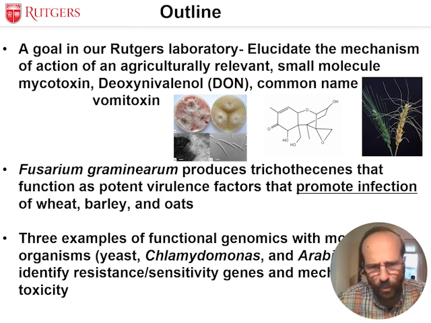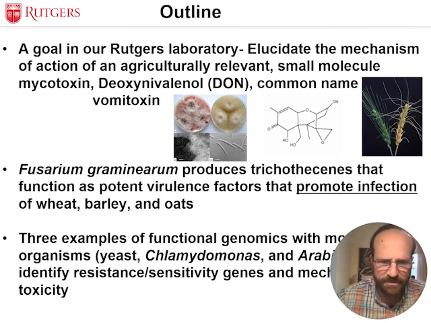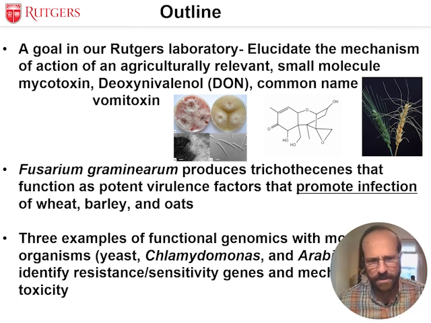The most important thing we're trying to relate this to is that because it promotes infection, we'd like to understand the mechanism of that. If we understand the mechanism, we can potentially design systems to prevent and protect. The three examples I'll give today are using yeast, a green algae, Chlamydomonas, and Arabidopsis as model organisms to identify the resistance and sensitivity genes and the mechanisms of toxicity.